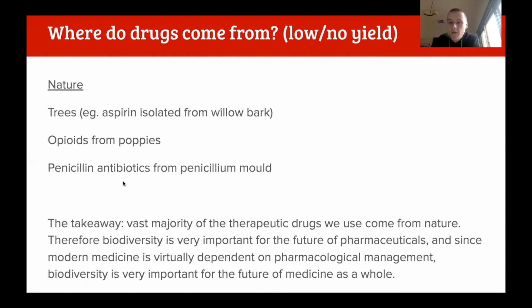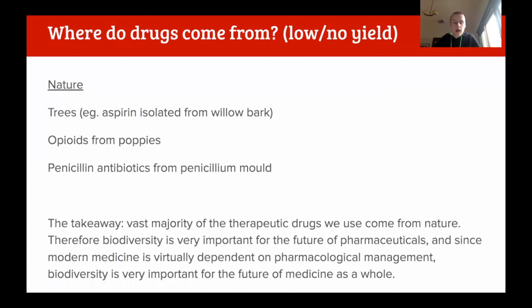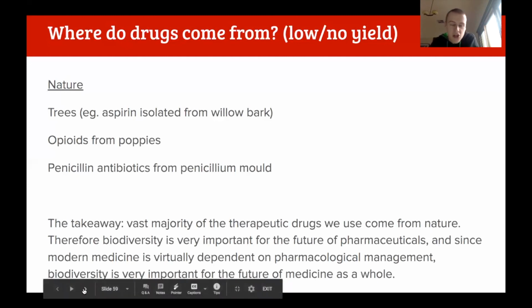And then penicillin. Well, penicillin antibiotics revolutionized the world of medicine in the 20th and 21st century. Without penicillin antibiotics, we would be helpless against so many infections that present to hospitals every single day. So the takeaway from that is that biodiversity is super, super important for the future of pharmaceuticals. And because modern medicine basically hinges on good pharmaceuticals and good pharmacological management, the future of medicine really depends on good biodiversity. That's the end of my lecture.